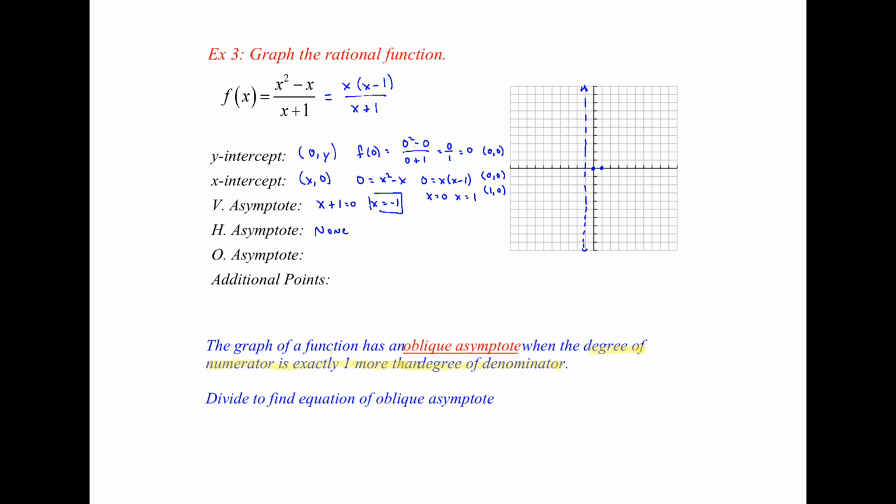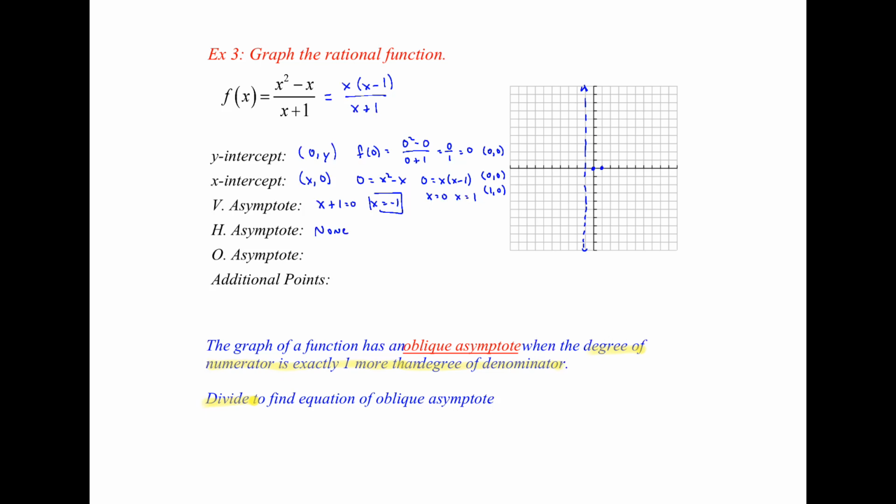Exactly 1 more. Okay? So when this occurs, we're going to find the oblique by using division. Okay? And so we can divide by long division or synthetic division. It just depends on what the problem is. So we're going to divide the rational function to figure out what that oblique asymptote is.